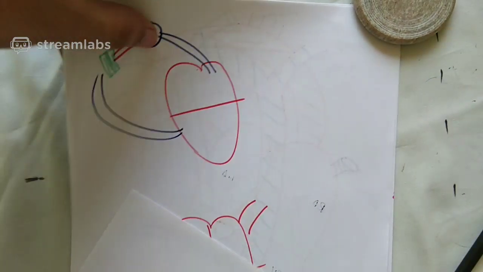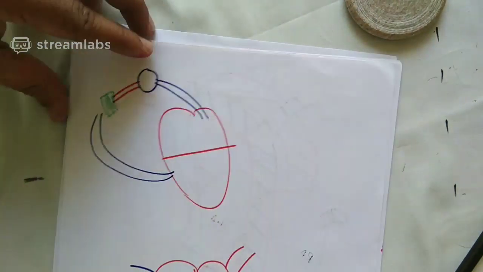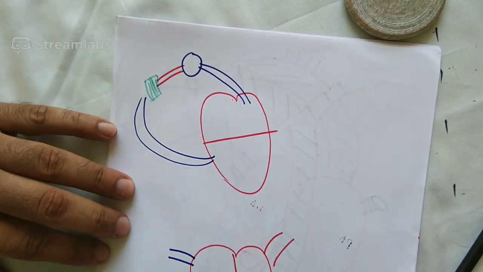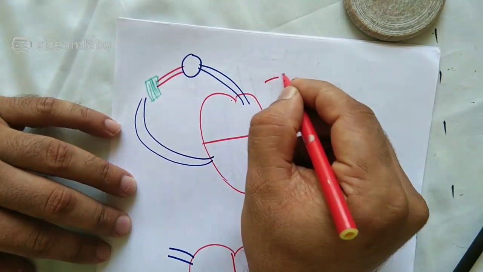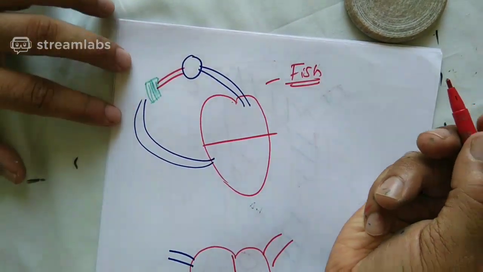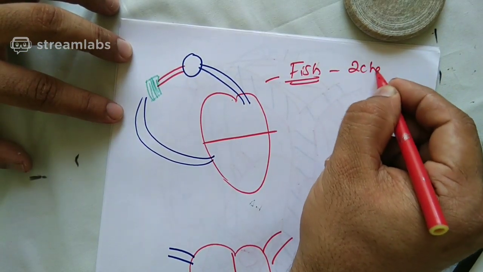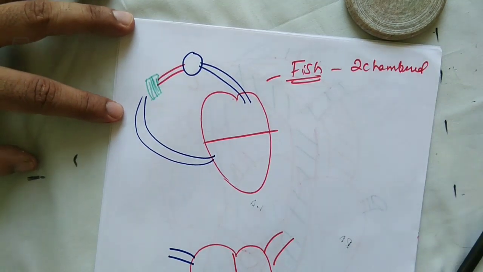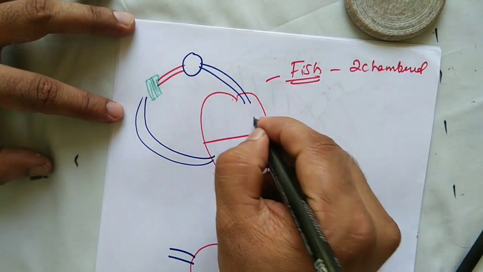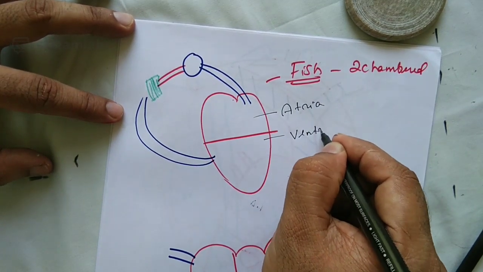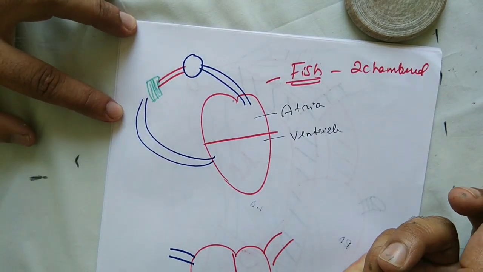I'll be moving to the next aspect, students. It's regarding circulation. All of you see here. This is the heart of the fish. Fish heart it is. Fish heart is a two-chambered heart. In the two-chambered heart of the fish, it's an atrium and a ventricle. Atria and ventricle. Hope the matter is clear.